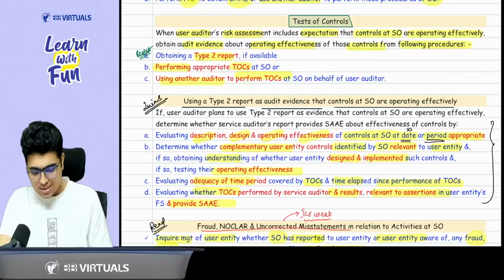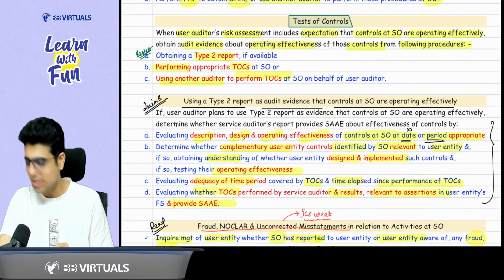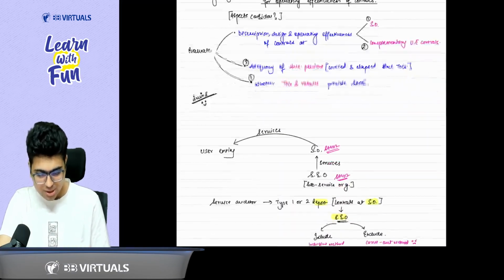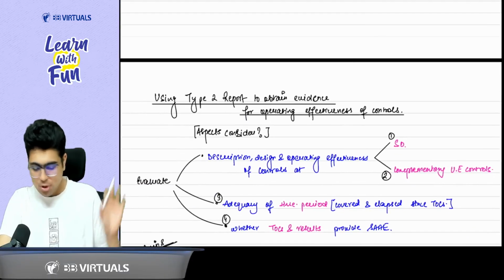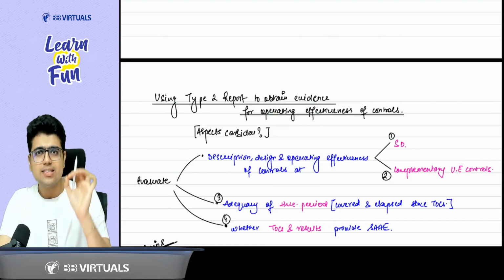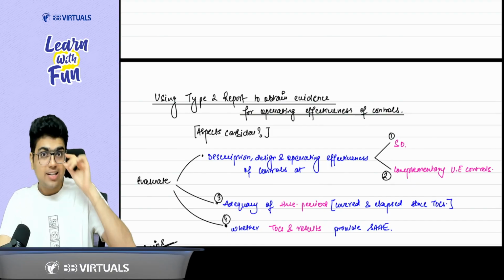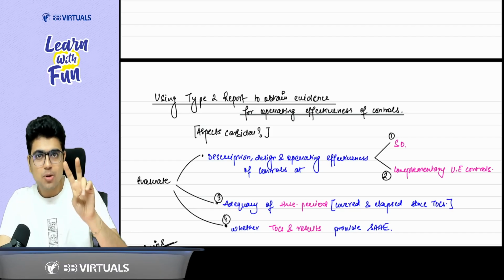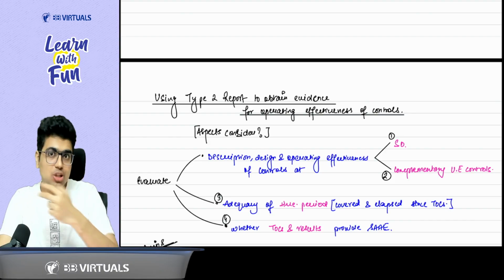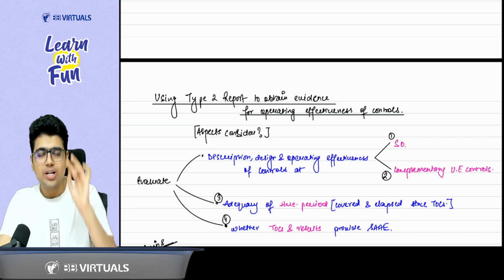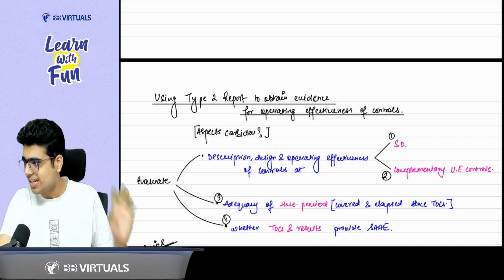Now ICAI can ask you, how do you use the type 2 report to do the test of control? So these are the 4 points you need to consider. Please look at the board. These 4 points are nothing but the points we discussed in the type 2 report. Type 2 report talks about the controls. It talks about the controls operating effectively throughout the period. And at the end of the type 2 report, we talk about test of controls and their results.